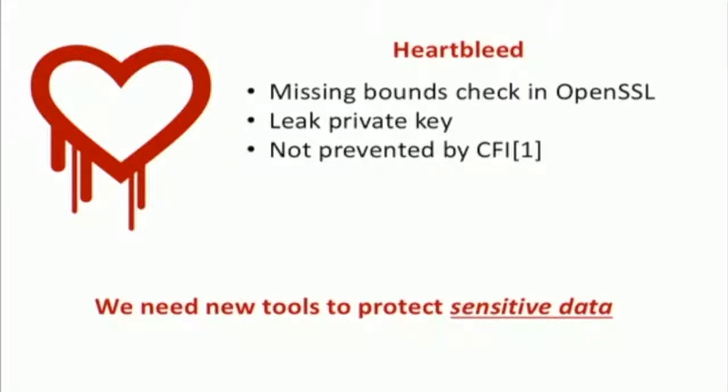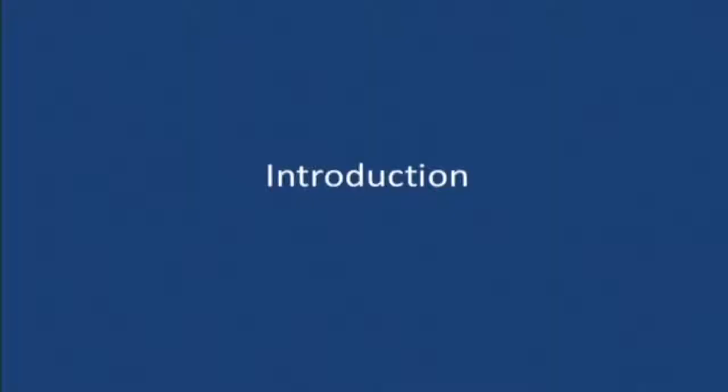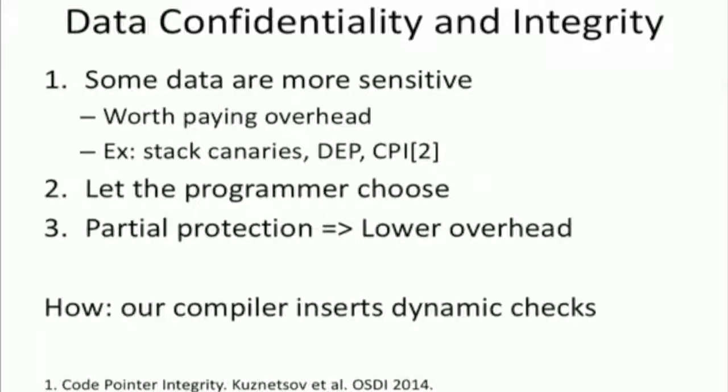So that motivates our work, which is looking at attacks that leak sensitive data or corrupt data on a remote server, for example, similar to the Heartbleed bug and the exploit I described. And so we need new tools to protect sensitive data, like encryption keys or password lists or authentication tokens. And that's what DataShield and data confidentiality and integrity is targeted at. So the key insight of my work, or the key idea, is that some data are more sensitive than others, and they're worth paying overhead to protect.